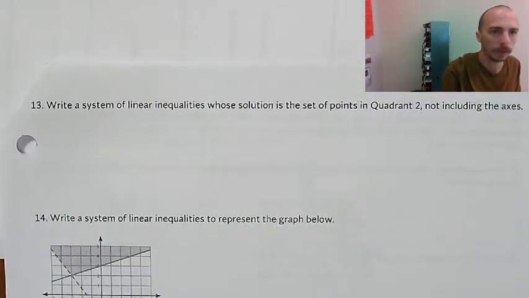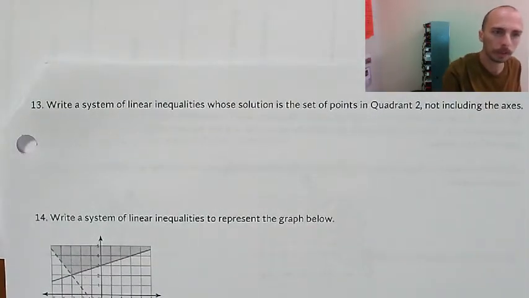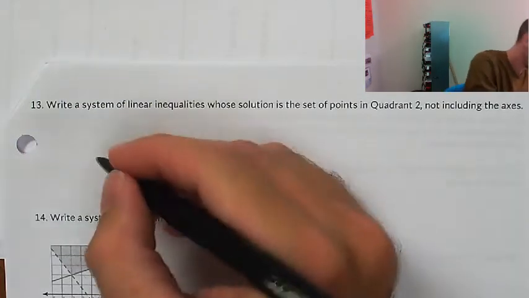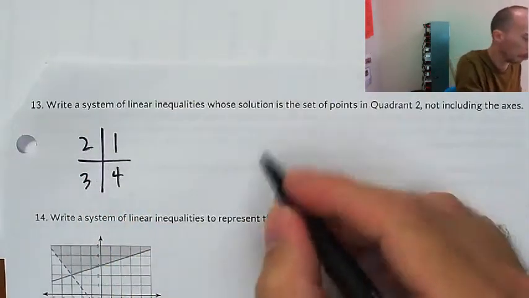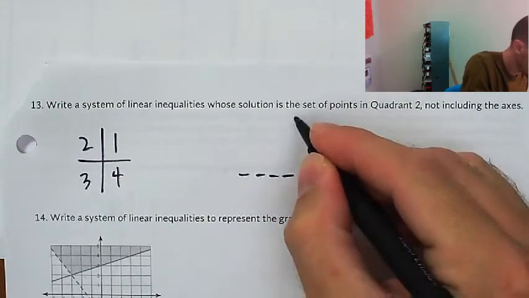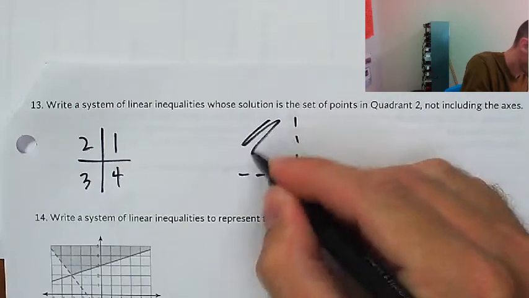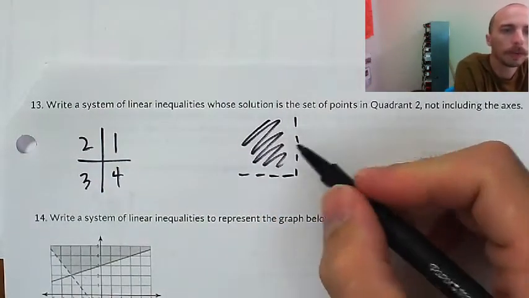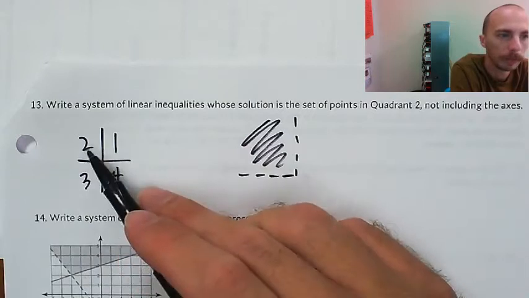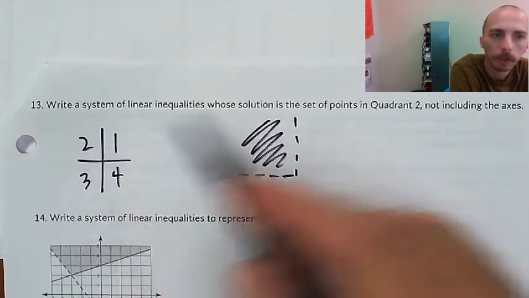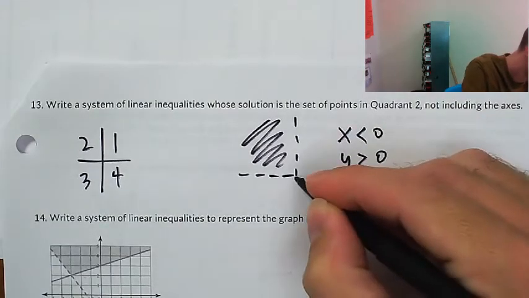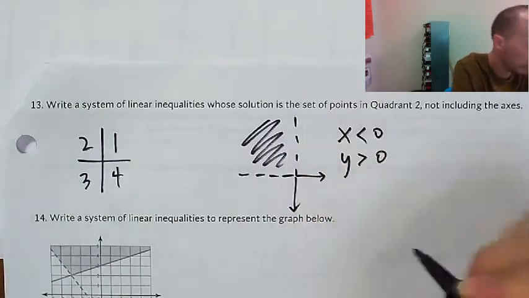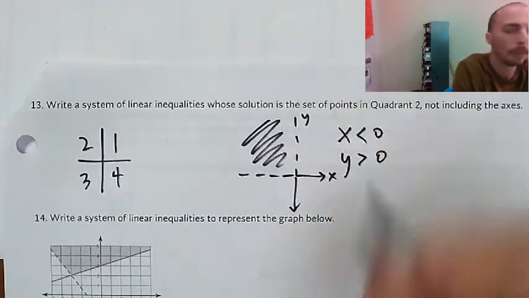And now we will write a system of linear inequalities whose solution is the set of points in quadrant 2 not including the axes. Just to remind you, it's quadrants 1, 2, 3, and 4. So if we want this area, what we're really looking at is something like this. The thing about quadrant 2 is x is negative and y is positive. Since these are dotted lines, I'm just going to say x is less than 0 and y is greater than 0, if these are my x and y axes. Then that would be the solution region.